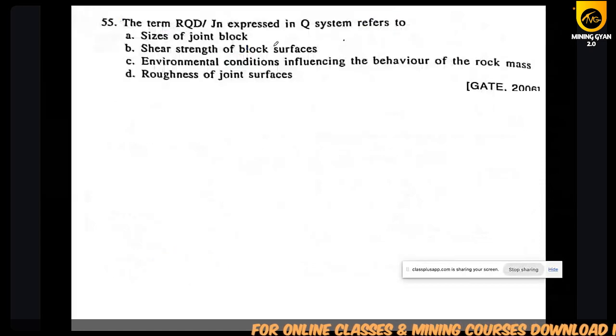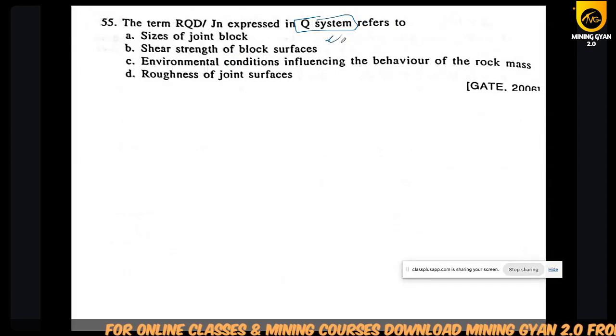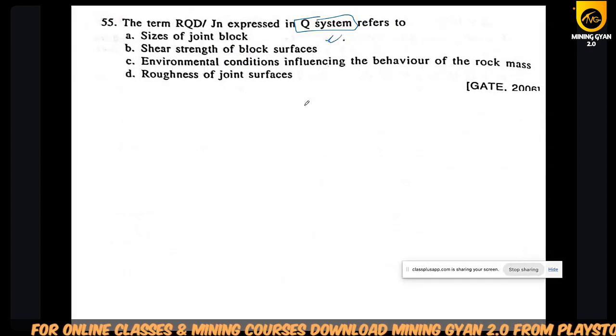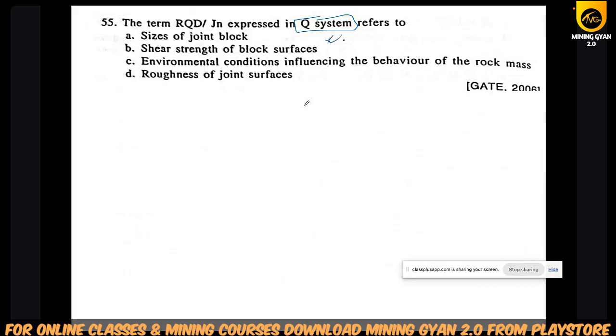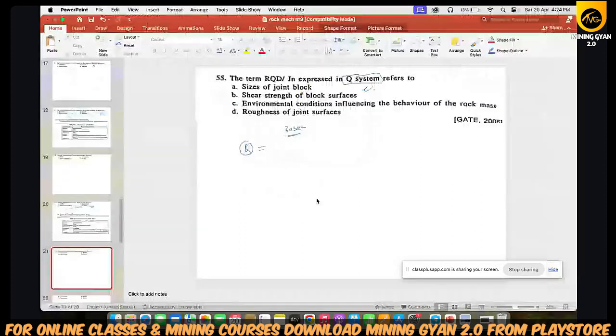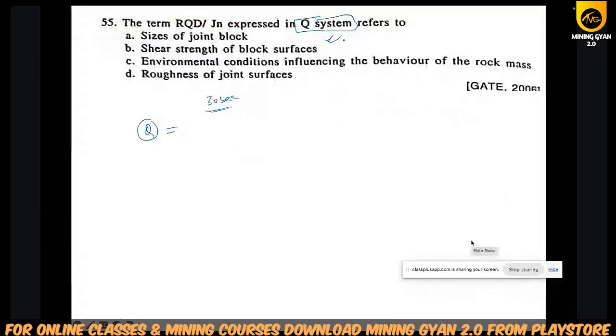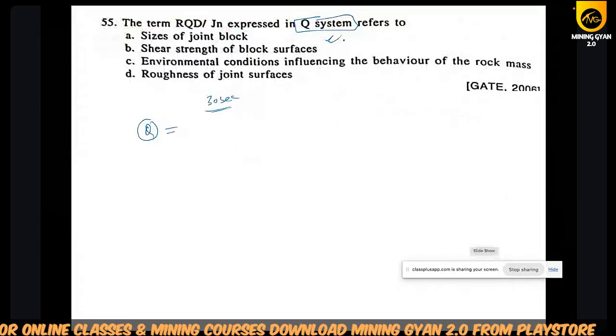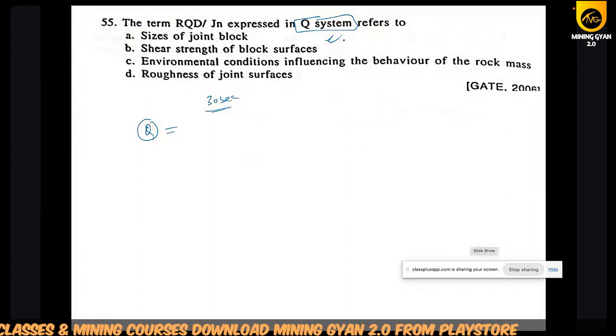Okay. So do you know the formula of the Q system? Please write down the formula of the Q system. Whenever you write the Q system formula, first give your answer within 30 seconds. Then we will start question number 54. Write down question number 54, then your answer, so I will understand which question you are giving the answer for. RQD divided by JN expressed in the Q system refers to... So do you know the Q system formula?